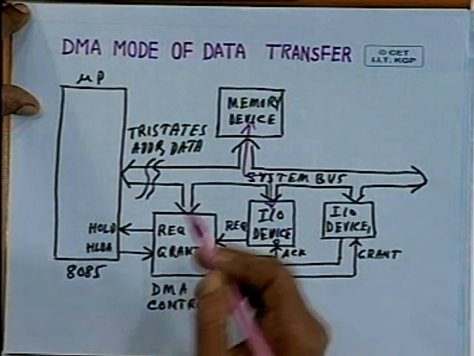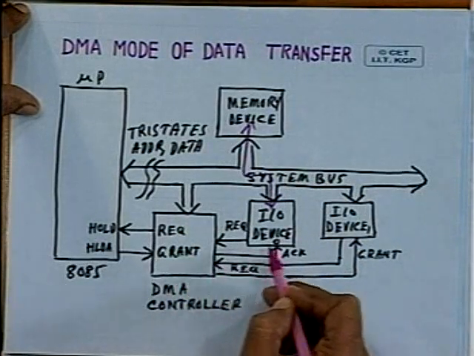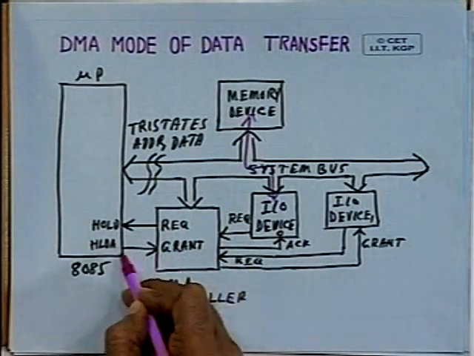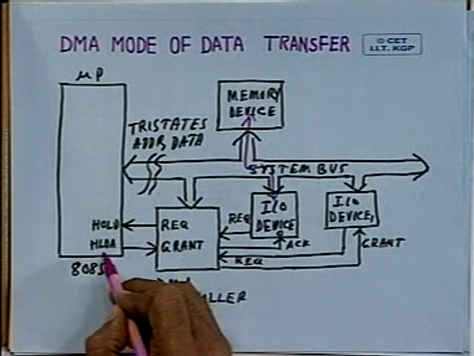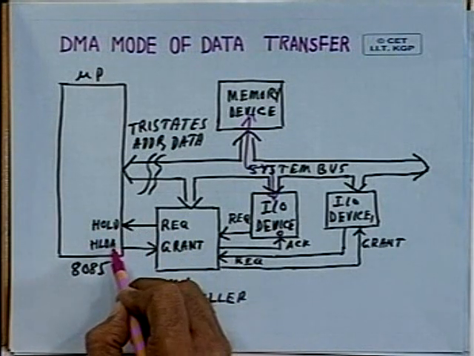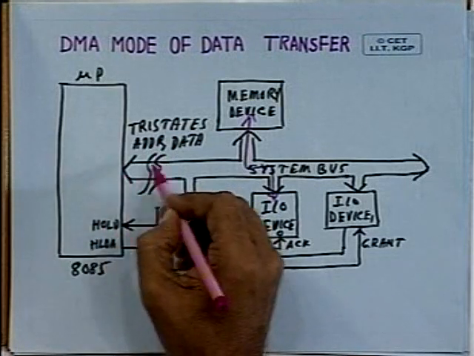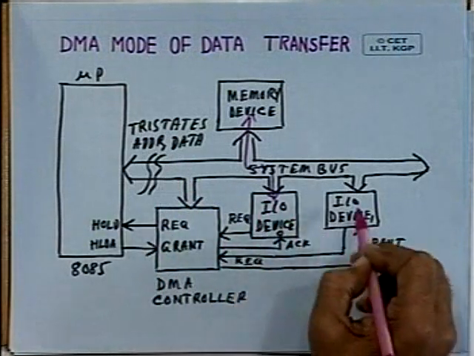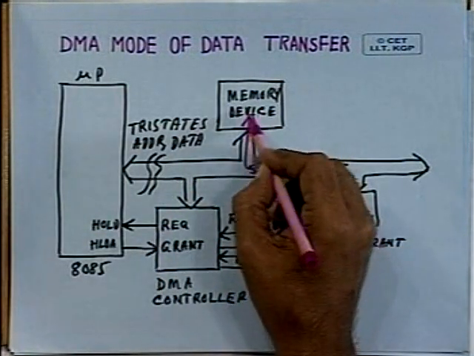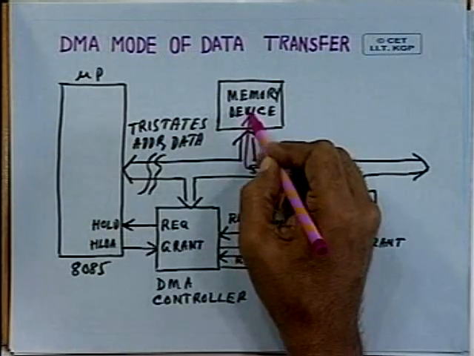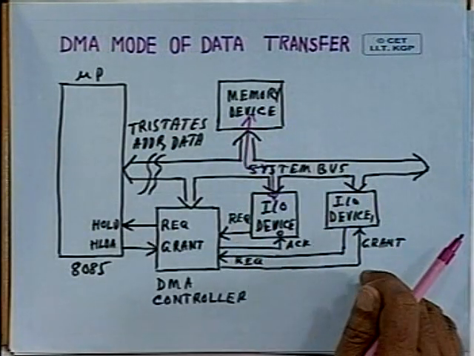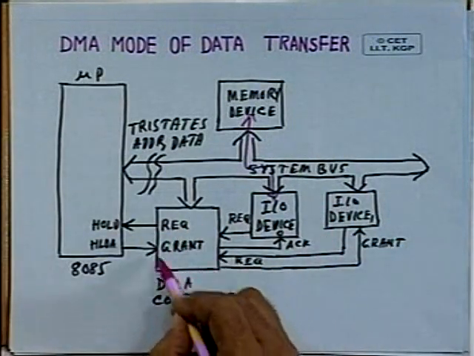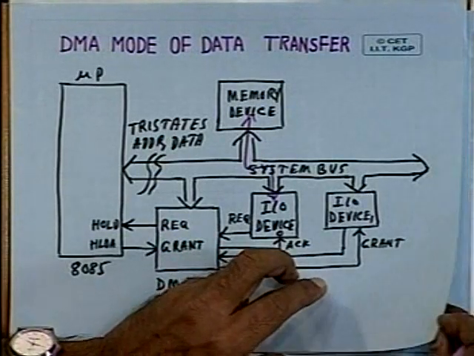And just like the programmable interrupt controller, here also the DMA requests from input output devices come to the DMA controller, and the DMA controller in turn generates the DMA request to the microprocessor. And whenever DMA is granted, then the microprocessor tri-states the bus, and the DMA controller becomes the master of the bus. It controls the IO device and memory device, and then direct data transfer between memory and IO devices takes place. I have already discussed this earlier. Now, let us go into the inner world of this DMA controller. What is inside?